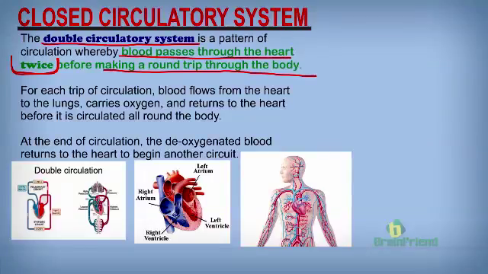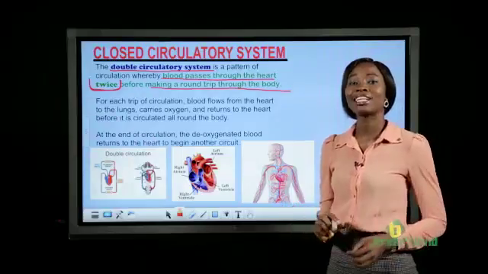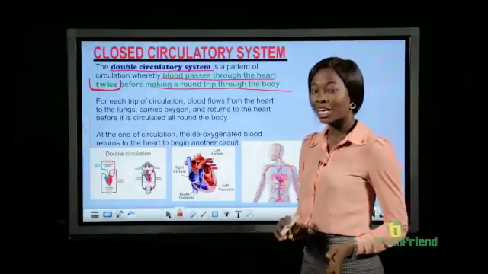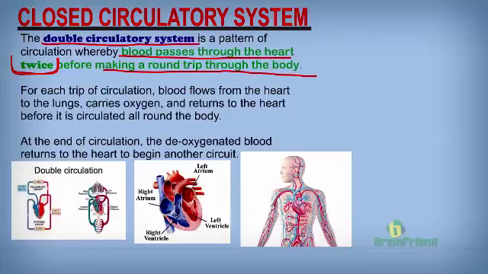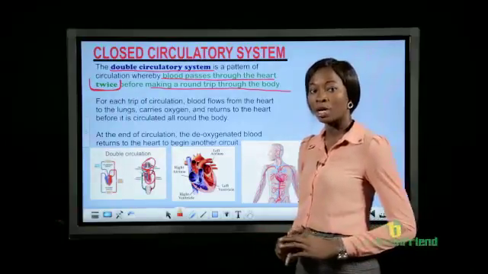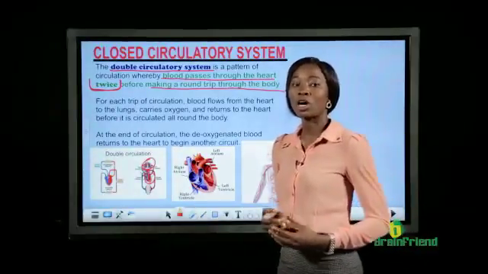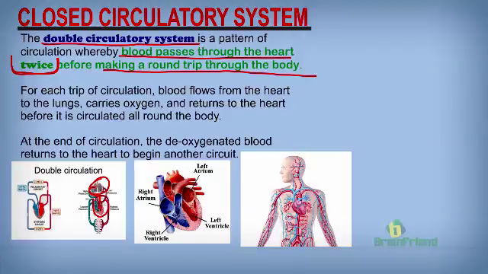This means that for each trip of circulation, that is each time the heart needs to pump blood, deoxygenated blood from the tissues and organs gets into the heart, and the deoxygenated blood from the heart flows to the lungs. Remember, the lungs are organs of respiration in terrestrial animals. At the lungs, capillaries go in between the cells of the lungs, receive oxygen, and the oxygenated blood returns to the heart through a network of vessels. It returns to the heart.